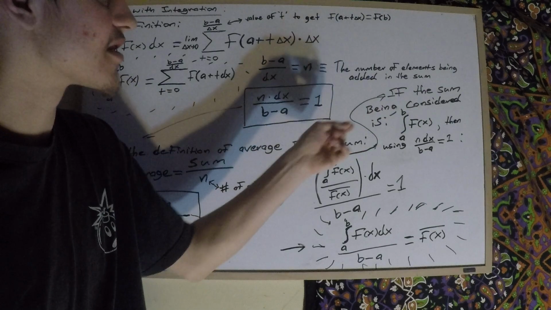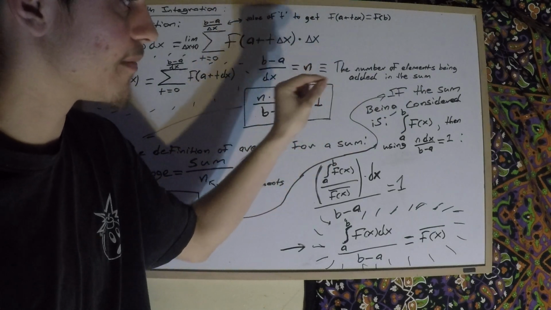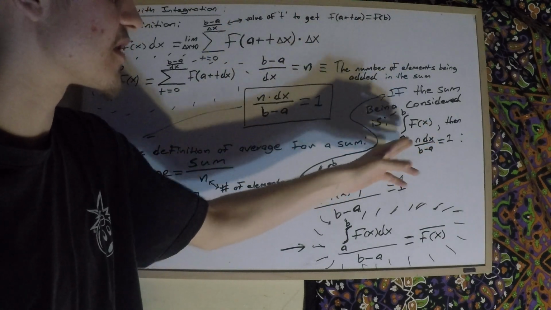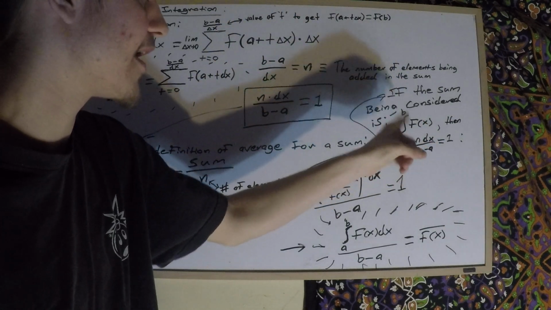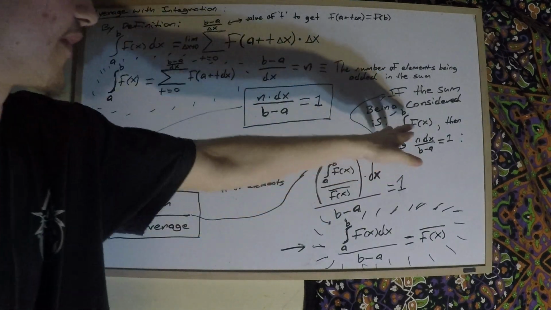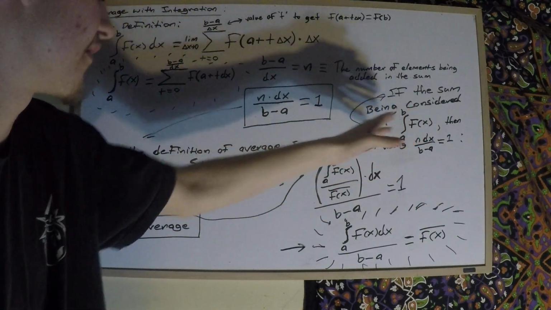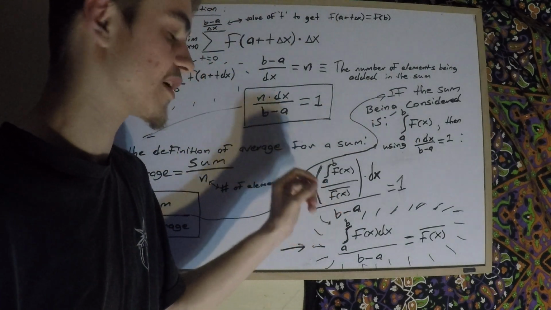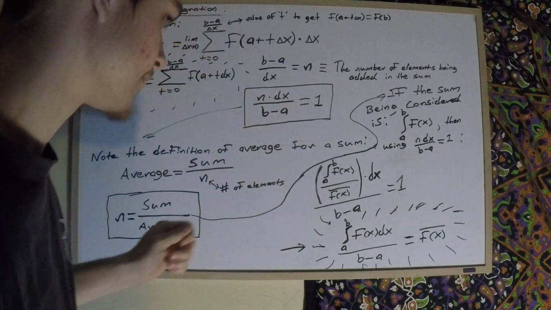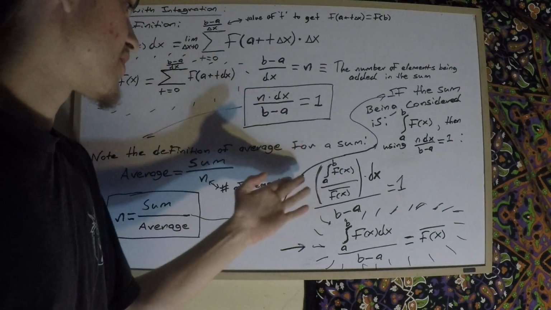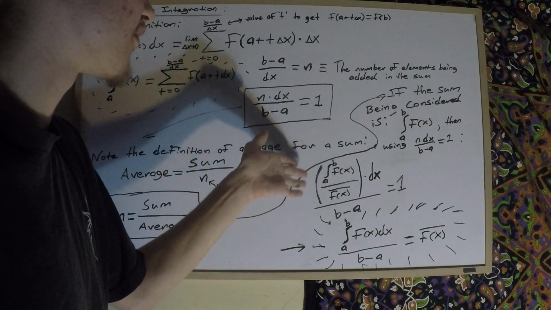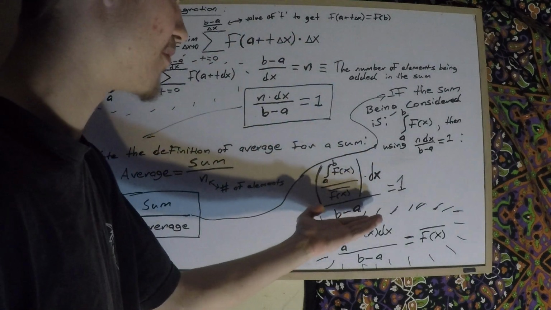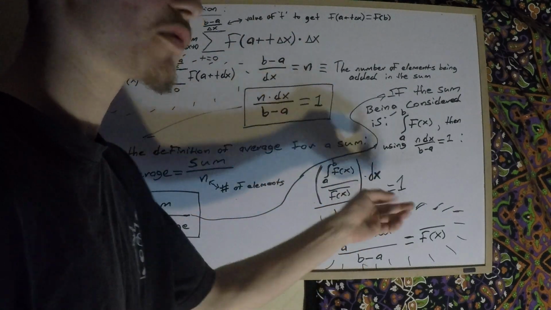So if the sum that you're considering is the integral from a to b of f of x, then you can use this formula, subbing n is equal to the integral from a to b of f of x, divided by its average, which I'll represent with f of x with a bar over top of it. So this is what you get. The integral from a to b of f of x over the average multiplied by dx over b minus a is equal to 1.